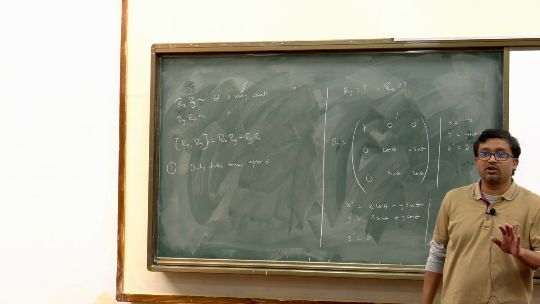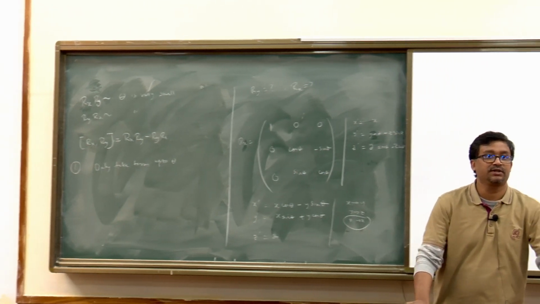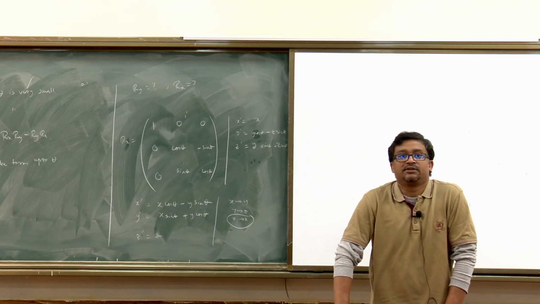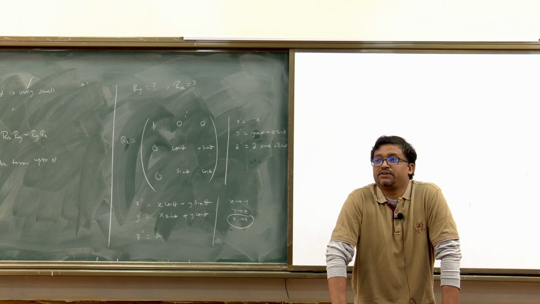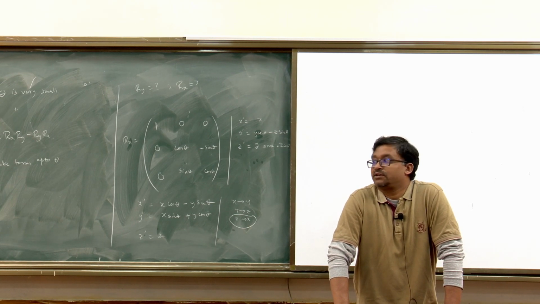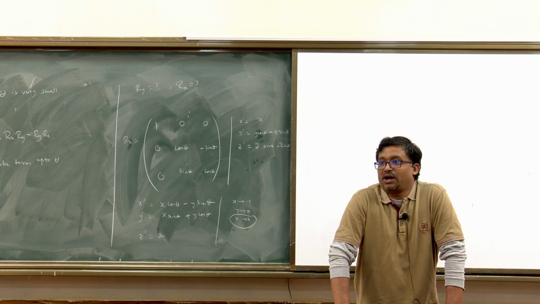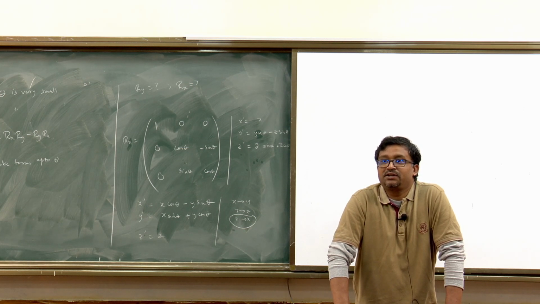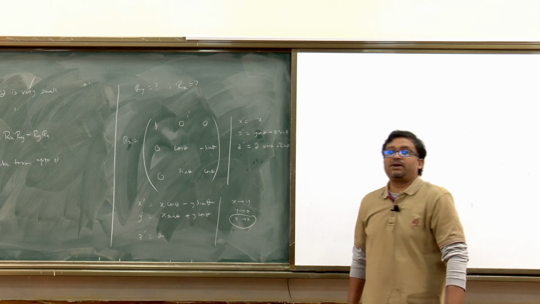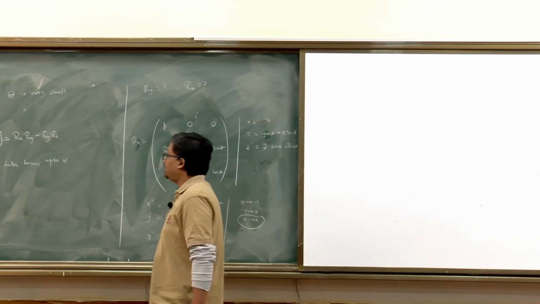So, cos theta, what is the Taylor series expansion when theta is very, very small? The first approximation would be 1. Sin theta is theta. Let us replace sin theta by theta, cos theta by 1, and see what you get.